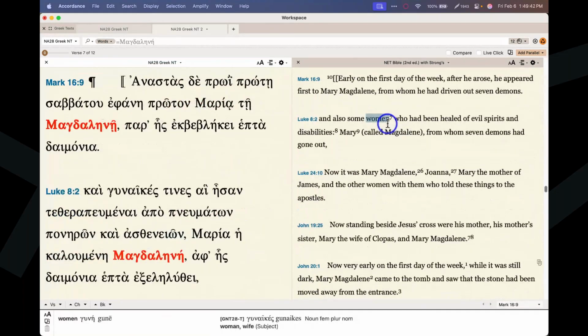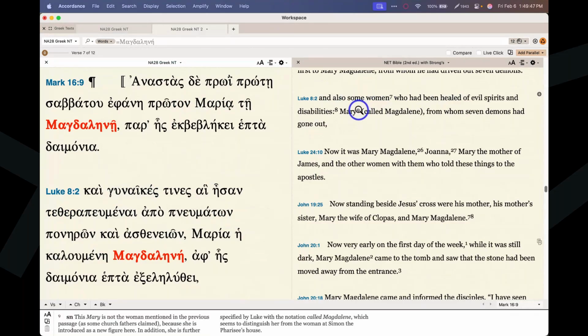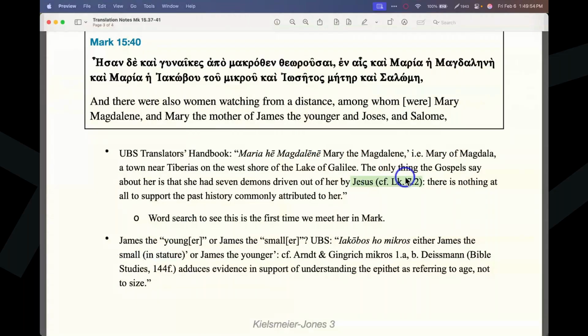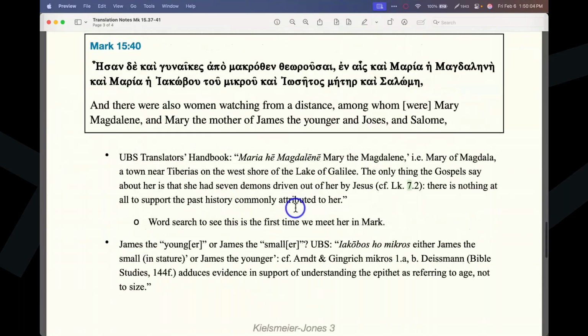But here in Luke, we get some women who had been healed of evil spirits and disabilities. Mary called Magdalene. So there's that word, Luke 8:2. Looks like there was an error in the commentary. That should say Luke 8:2. So first time we meet her in Mark, same with these other women, and James the Younger, James the Smaller. Again, I think Mark probably is raising more questions for us than he's answering with this verse.